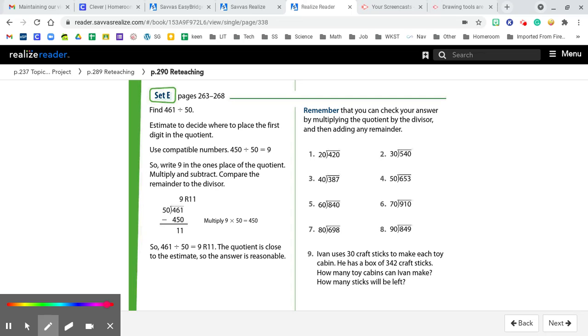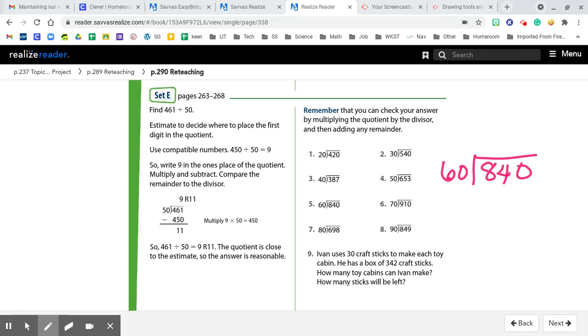Okay, number 5, 60 goes into 840. If I want to use the traditional algorithm, 60 goes into 84 once. Subtract it out. Compare. 24 is smaller than 60, so I'm going to bring down the 0. 6 goes into 24 4 times. So 60 times 40 is 240. So my answer is 14.